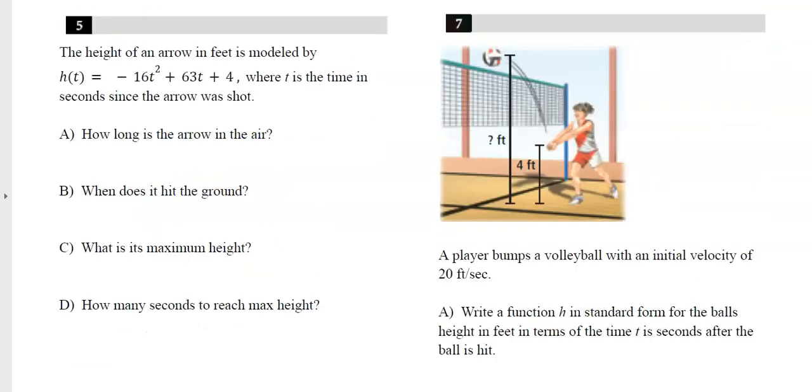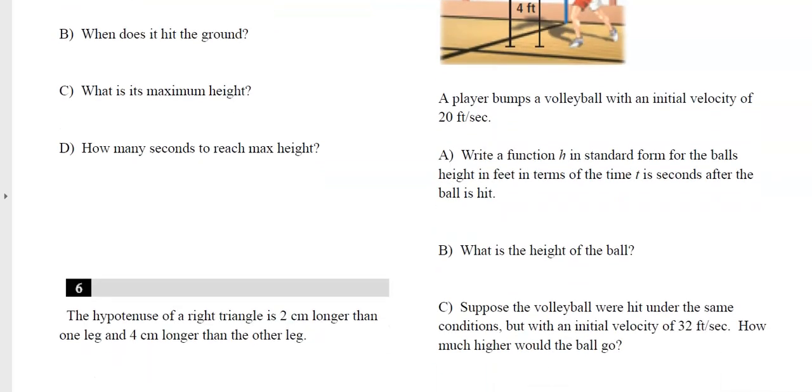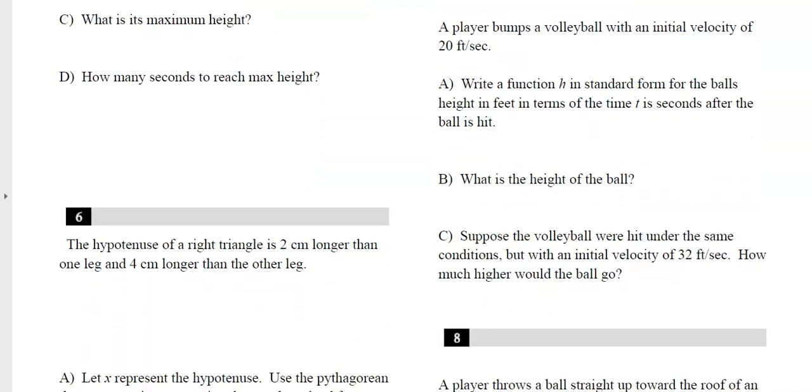All right, number 7, looks like we got a volleyball. Picture here says a player bumps a volleyball with an initial velocity of 20 feet per second. Write a function h in standard form for the ball's height in feet in terms of time t. And so it looks like at 4 foot, that's our initial height, and then we're trying to figure out how high it goes with that beautiful image there. So let's get after it.